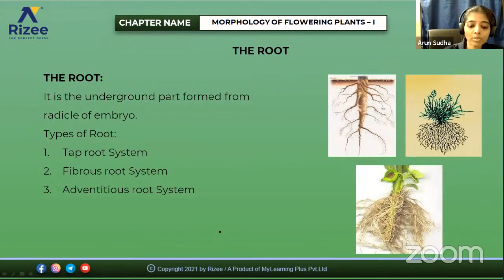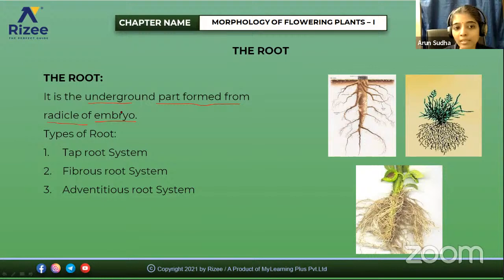So how is the root formed? It is the underground part that is formed from the radicle of the embryo. What do you mean by radicle? During fertilization, we know that there occurs formation of zygote, and that zygote develops into embryo. And this embryo then grows into a new plant.